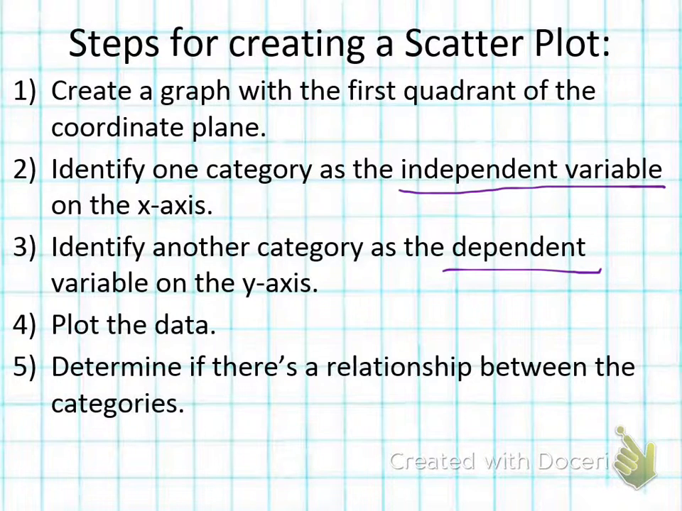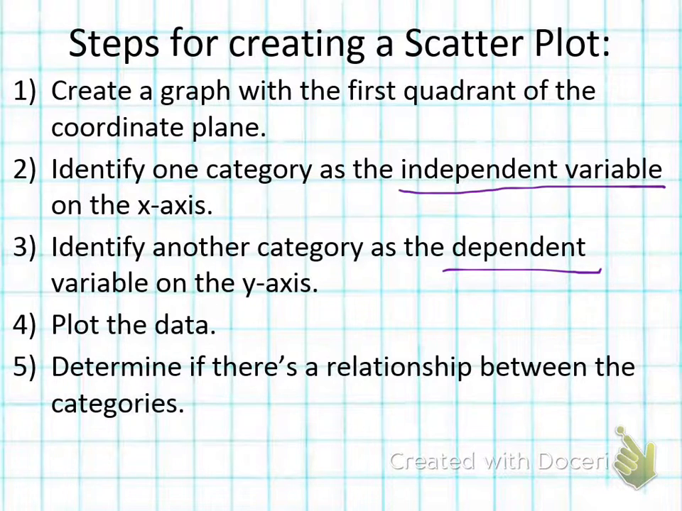Okay, then you plot the data, so you do x comma y for each set of values that you have. And you'll determine if there's a relationship between the categories. Like on the example, right, we said, oh, the more hours you study, the higher your grade is on the test. So there was that kind of a relation between them.